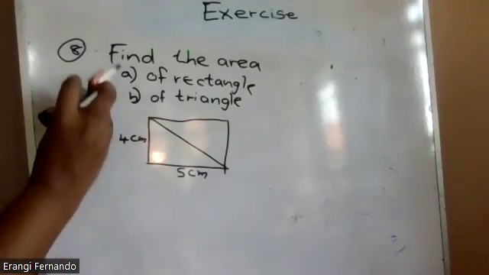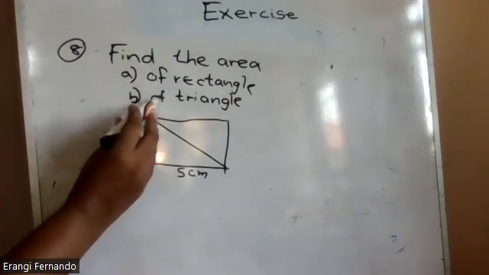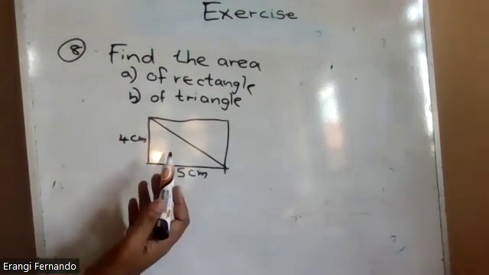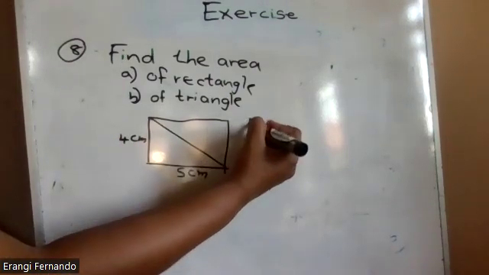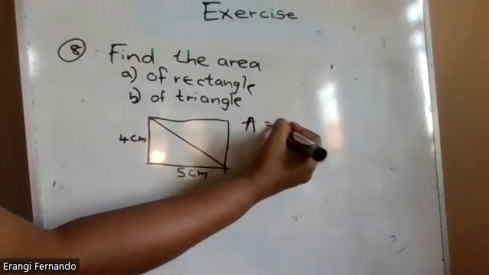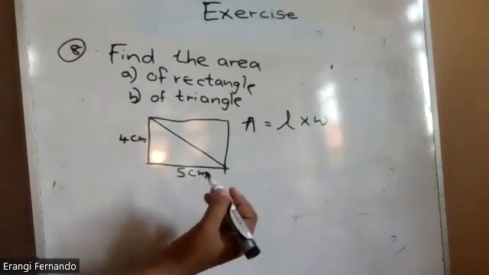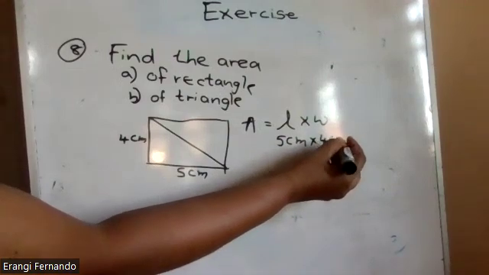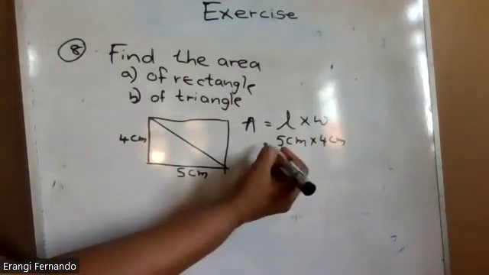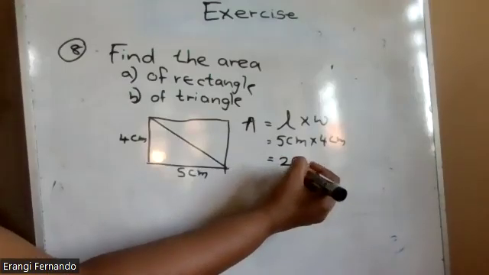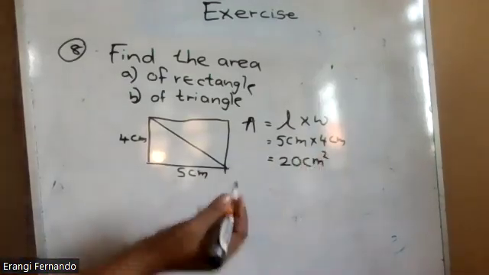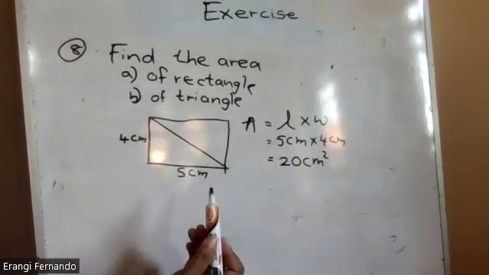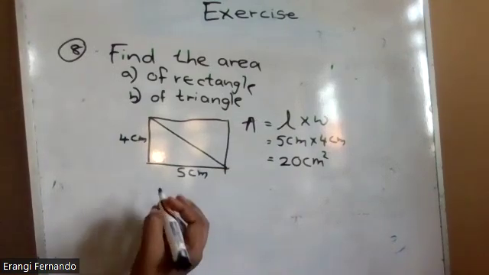Okay, question number 8. Find the area of the rectangle and the triangle. They will give one diagram and ask to find the area of the rectangle and triangle. How to find the area of the rectangle? Length into width. The length is 5 centimeters, width is 4 centimeters. 5 times 4, 20 centimeters square. The area of the rectangle is 20 centimeters square.